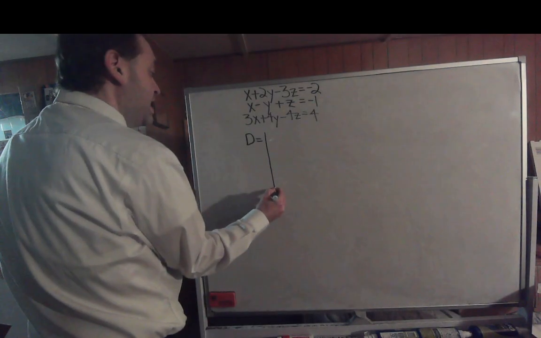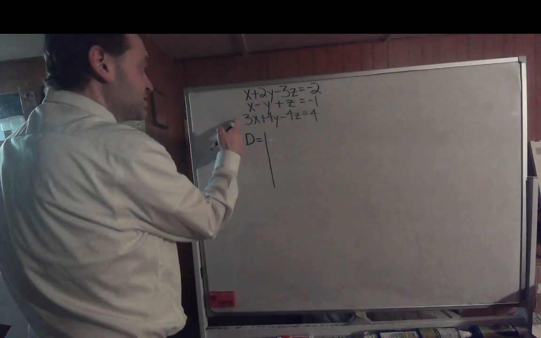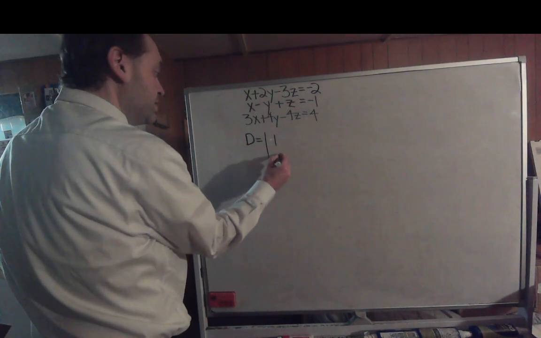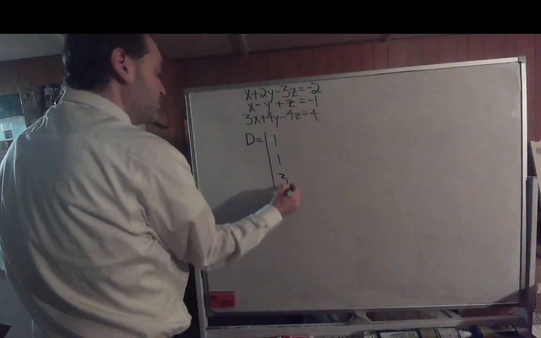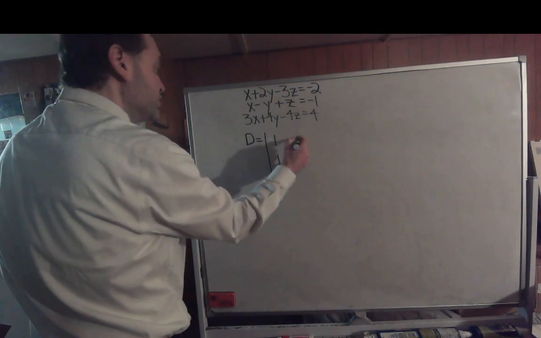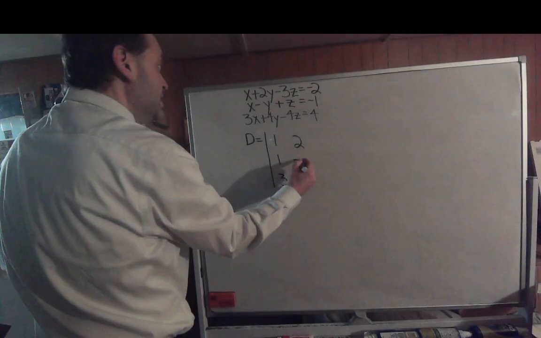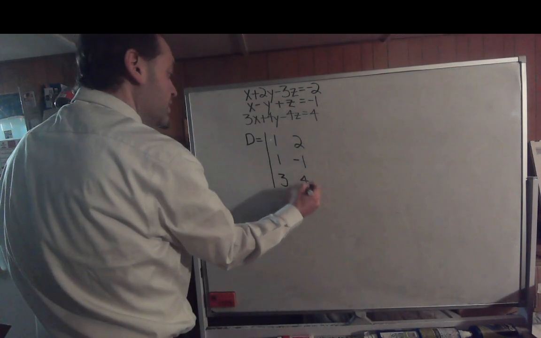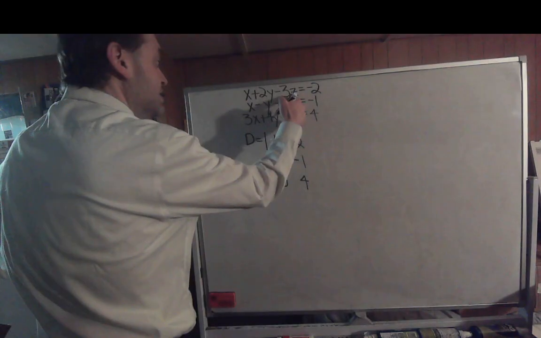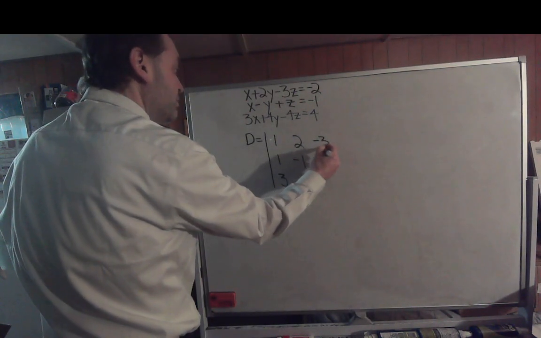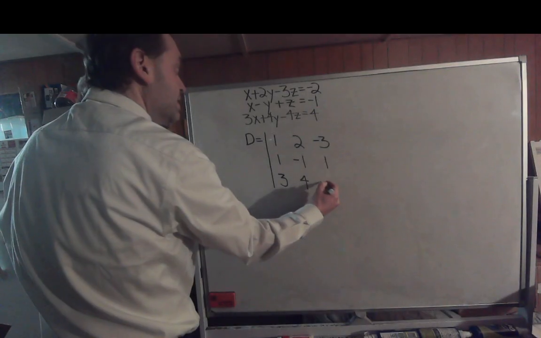So for that, I'm just simply going to take all my x coefficients first, the 1, and then the 3, then take my y coefficients, which would be 2, -1, and then 4, and then I'll take my z coefficients, the -3, the 1, and the -4.